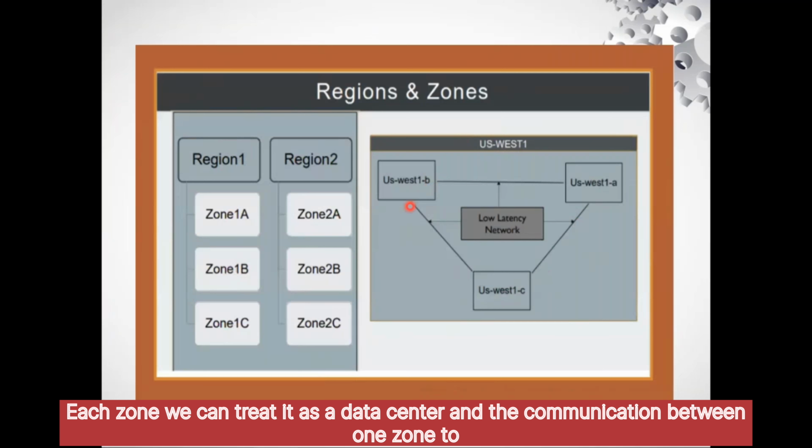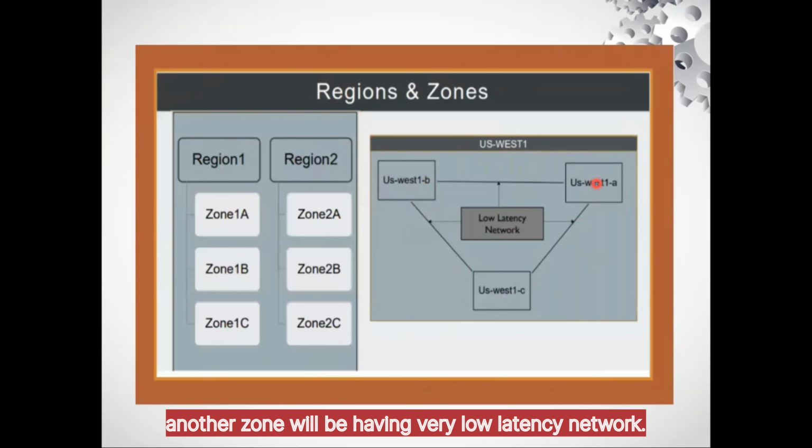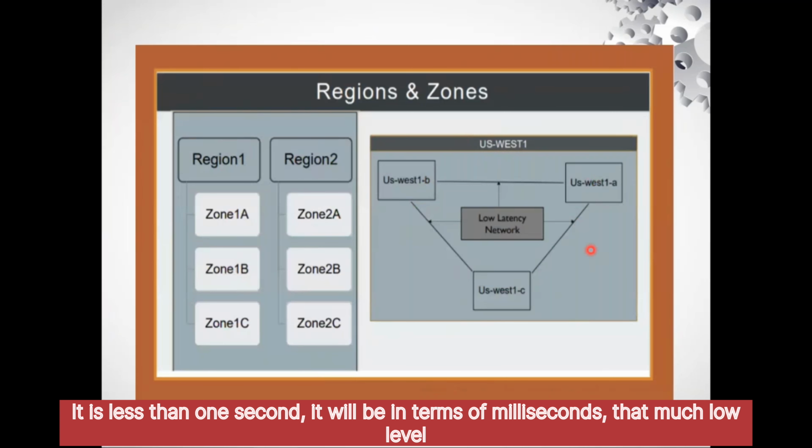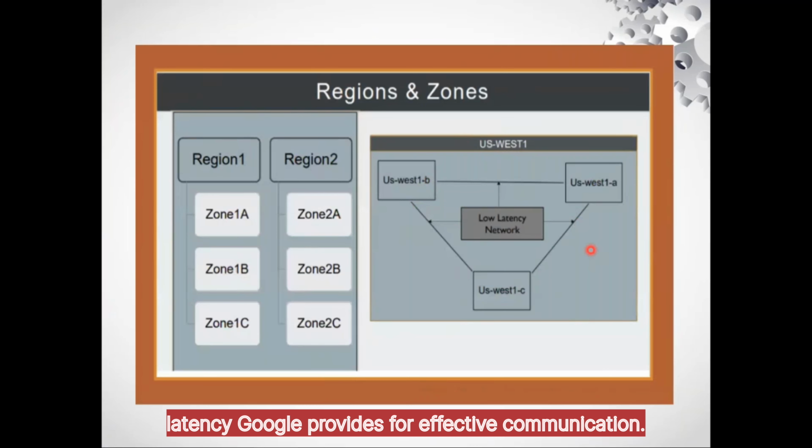Each zone we can treat as a data center, and the communication from one zone to another zone has a very low-latency network. It is less than 1 second, it will be in terms of milliseconds. That much low latency Google provides for effective communication.